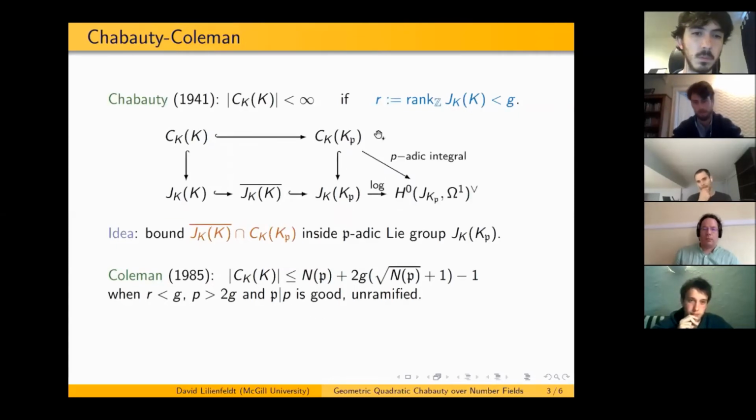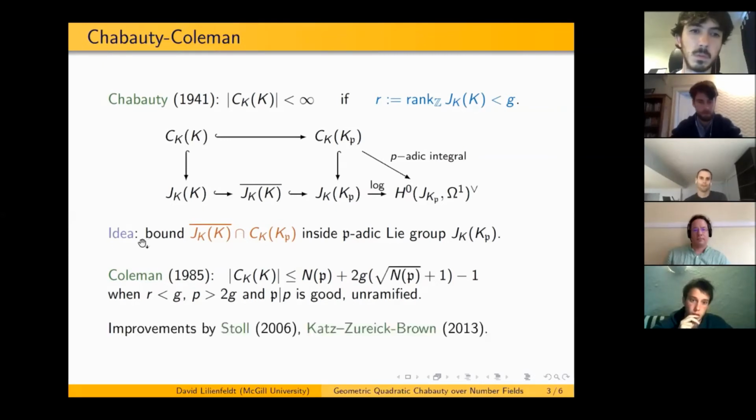The main technical innovation here is to consider the log map from this p-adic Lie group and consider the composition with the Abel-Jacobi map. Coleman reinterprets this map as being a p-adic integral, now called a Coleman integral. By counting the number of zeros of certain p-adic power series, he can bound the size of the set of rational points.